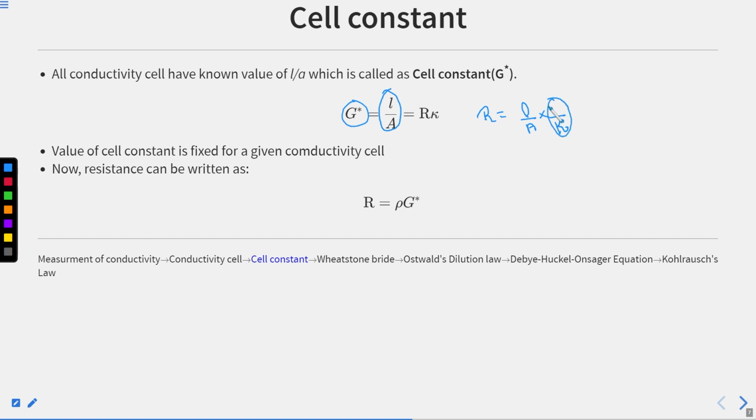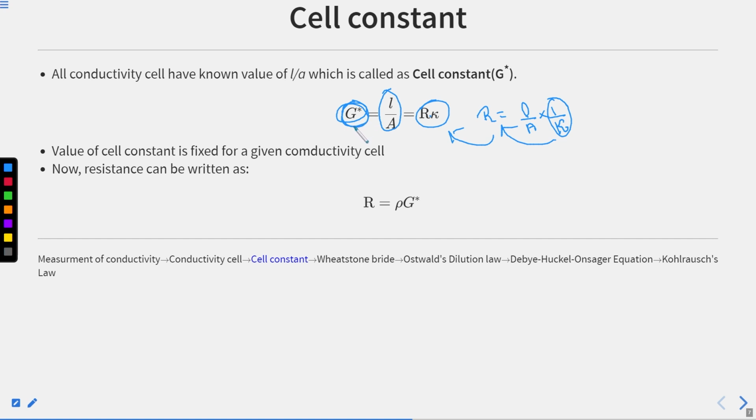So we have replaced 1 by kappa and put it here. So you will get this equation finally. Therefore, your cell constant will be a multiple of resistance and specific conductivity. And this is symbolized by the symbol G star. It is not in any way connected to our conductance. It is just a symbol that is much different from that conductance.